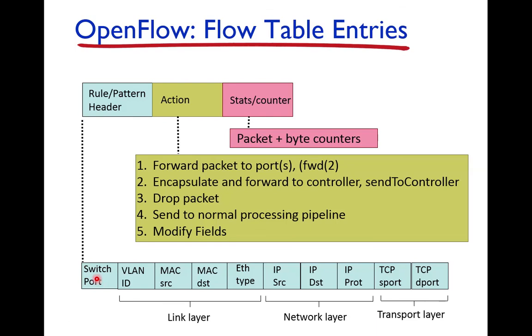The switch port number is the physical port number on the switch, for example port number 1, port number 5 of the switch. It can include VLAN ID. It can include MAC source address, MAC destination address, and Ethernet type. It can include IP source address, IP destination address, IP protocol, TCP source port number and TCP destination port number. This is defined in the OpenFlow specification.